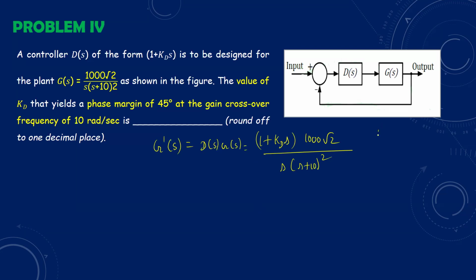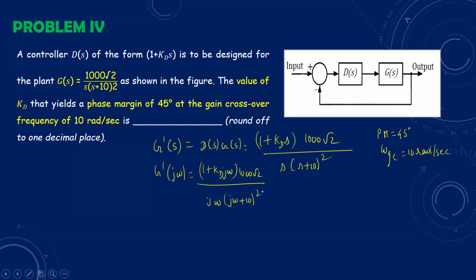Okay, so we need to find the KD value. The given is phase margin equal to 45 degree and then omega GC equal to 10 radian per second. So omega GC is given. So we can replace S by j omega. So G dash of j omega equal to 1 plus KD j omega into 1000 root 2 by j omega into j omega plus 10 whole square.